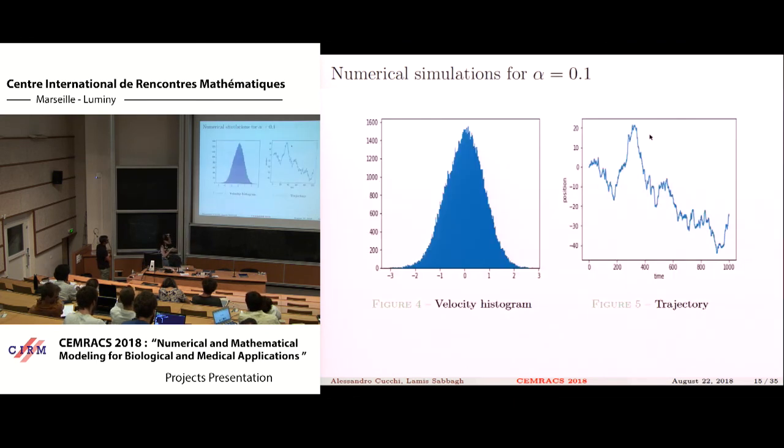So numerical simulations show that when alpha is less than 1, for example alpha equal to 0.1, the most probable velocity, or the most frequent velocity, is 0. And the trajectory described by the cell is really a Brownian motion.